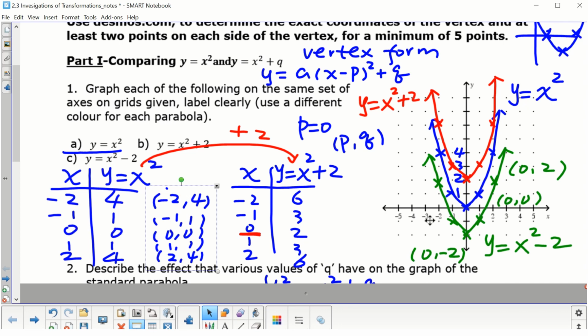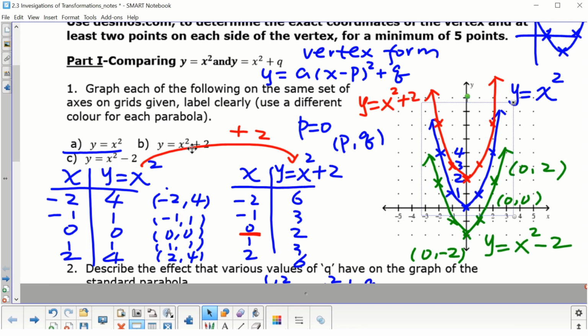0, 0 is the third point. 1 squared is 1, so you have 1, 1 as the fourth point. And 2 squared is 4, so 2, 4 is the fifth point. You have 5 points, and you do the graph. You have the blue curve. This blue curve, we call it the base function, parent function. So in future, each time you graph this blue curve first. Then for all the others, we are going to use vertex form to move this blue curve around.